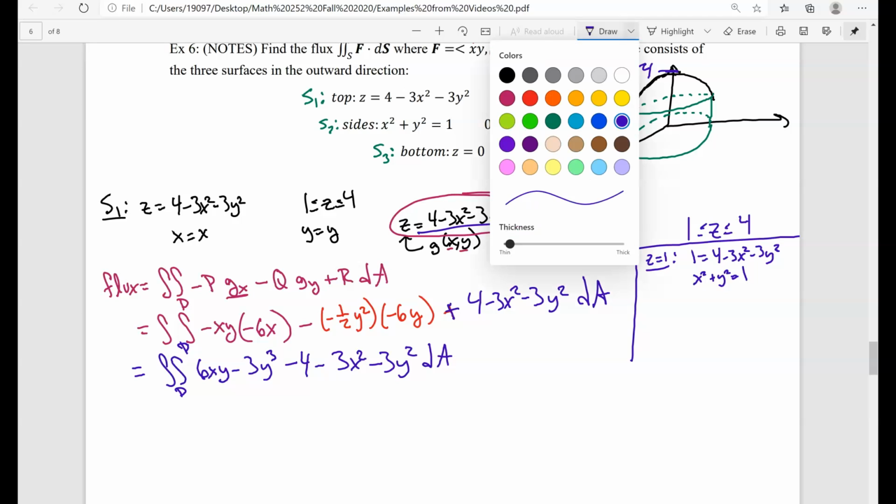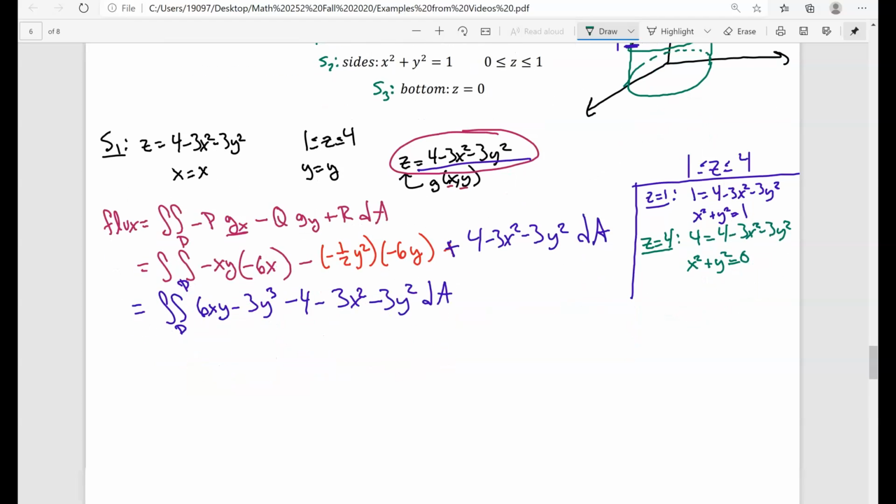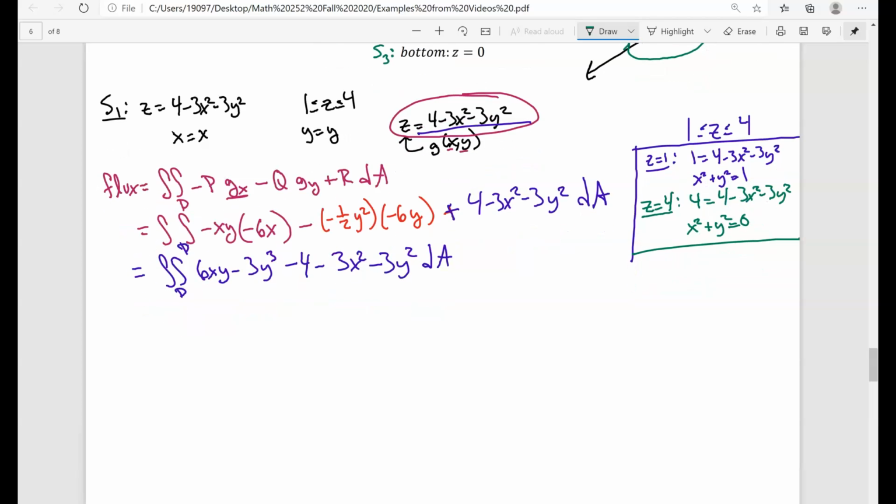And what's happening at z equals 4, and that should be kind of obvious if you just look at the picture. So you're going to get 4 equals 4 minus 3x squared minus 3y squared. And you'll see that when you solve for this, you're just going to get 0. So you've got a circle of radius 0. So you can see that my radius in this particular part is going to be from 0 to 1. Okay, and we want every single side, so it's going to be from 0 to 2 pi.